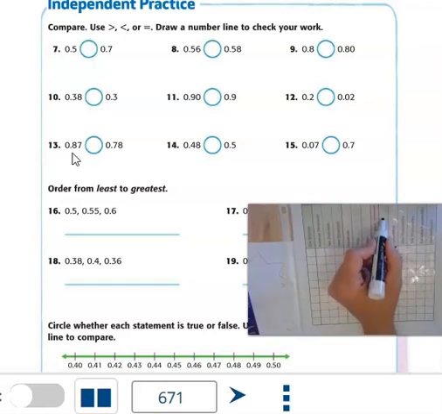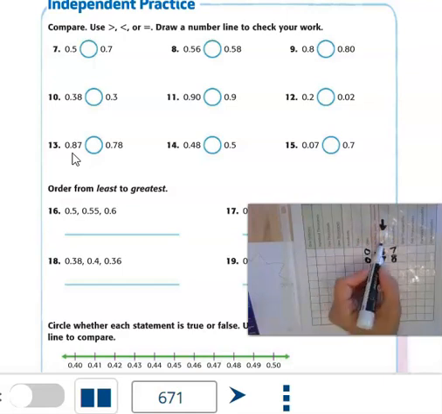And because I start with the greatest, I'm going to start with the tenths place, and I see that 8/10ths is greater than 7/10ths, so I'm going to use that kind of symbol to answer that one.